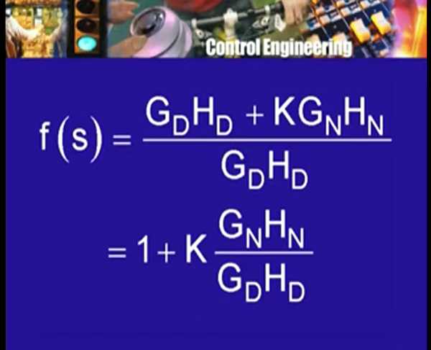So, the image of F can be thought of as add 1 to the image of this part. So, instead of looking at F, I could look at this function k times GN HN divided by GD HD and look at the image of any contour in the s plane under the action of this function. To get the image of this function F(s), I simply have to add 1 arithmetically. So, geometrically what do I have to do? I have to displace or shift the contour or the image by 1 to the right.